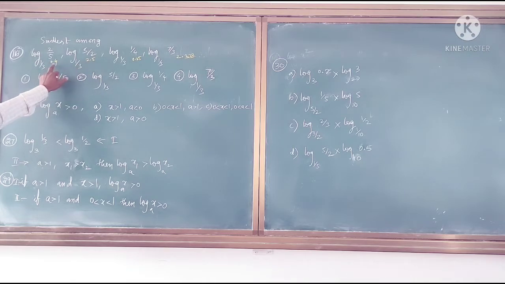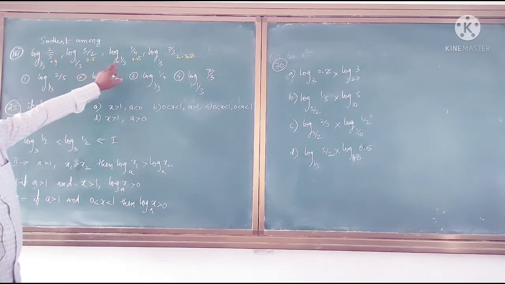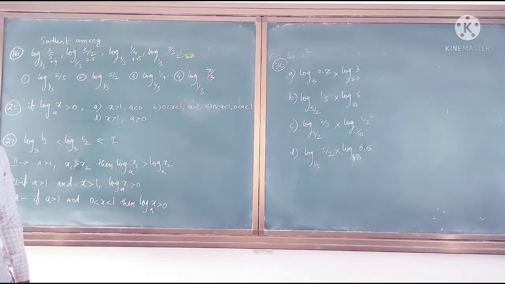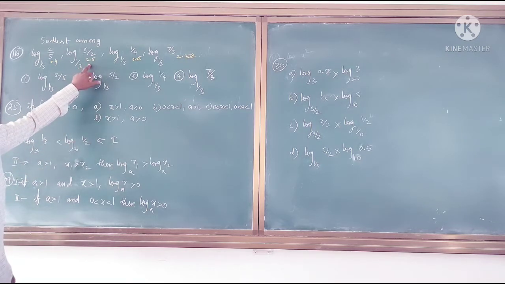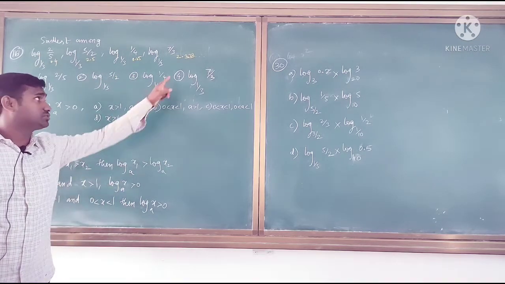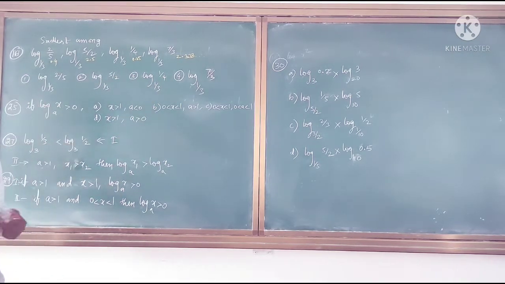Which one? 2.4, 0.4, 2.5, 0.25, or 2.333? Which number among these is greatest? 2.5 is the greatest number here. Yes, sir. 2.5 is the greatest number, which means this logarithmic value will give the smallest value.